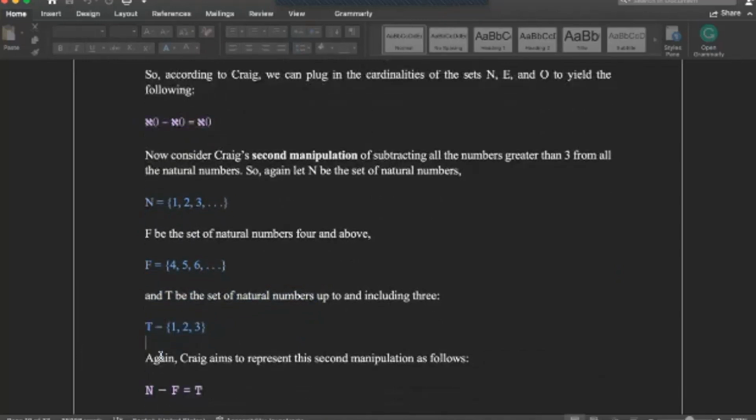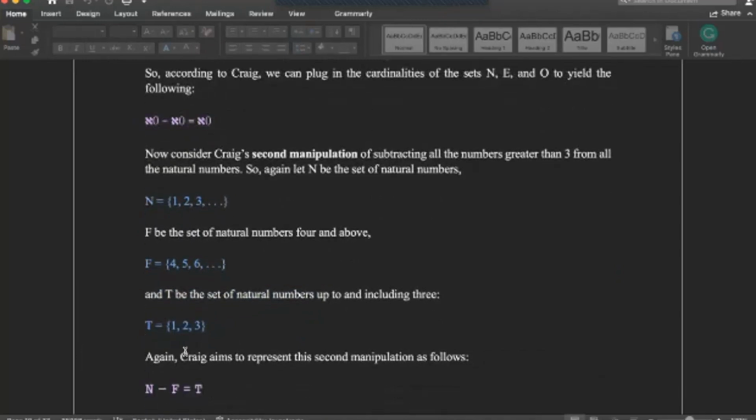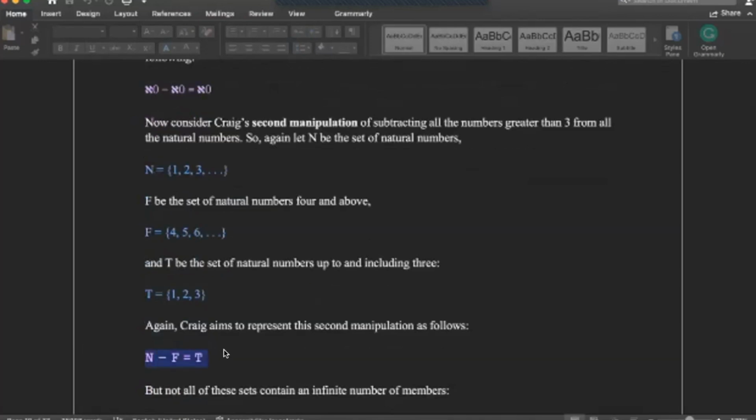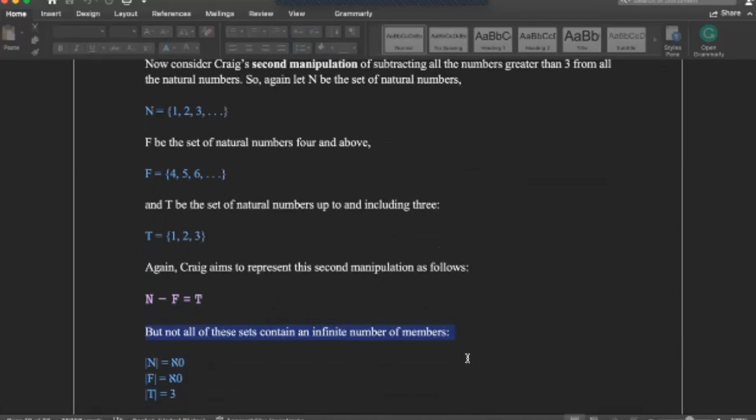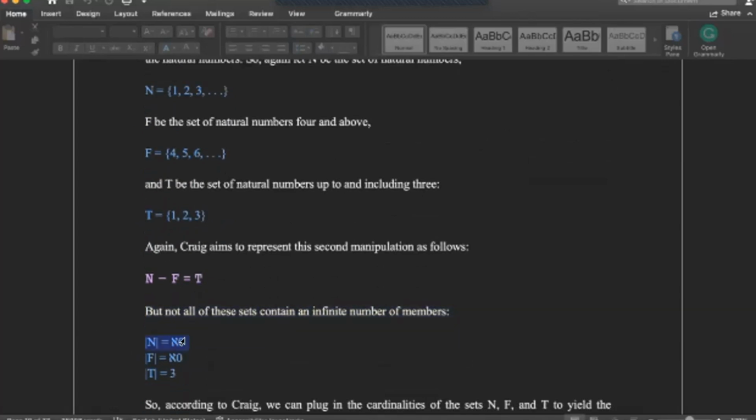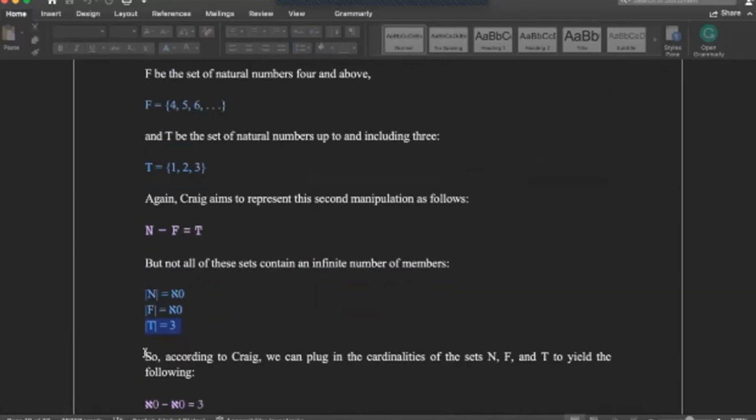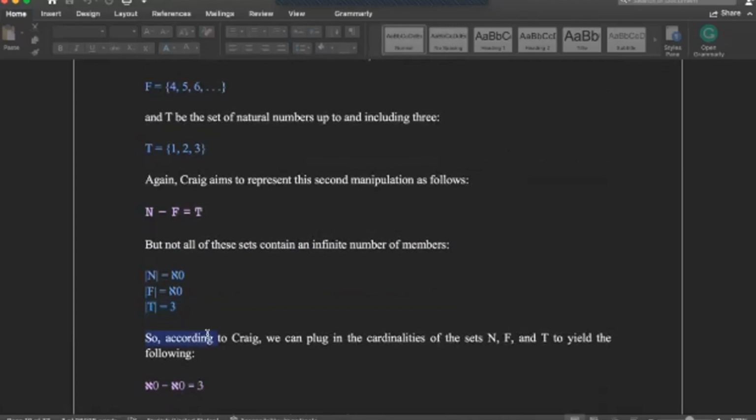So again, Craig aims to represent his second manipulation as follows. N minus F equals T. But not all of these sets contain an infinite number of members, right? So the cardinality of N is Aleph null, the cardinality of F is Aleph null, and the cardinality of T is 3. So again, doing our little plugging in that Craig wants to do, we can plug in the cardinalities of the sets N, F, and T to that equation here to yield the following. Aleph null minus Aleph null equals 3.